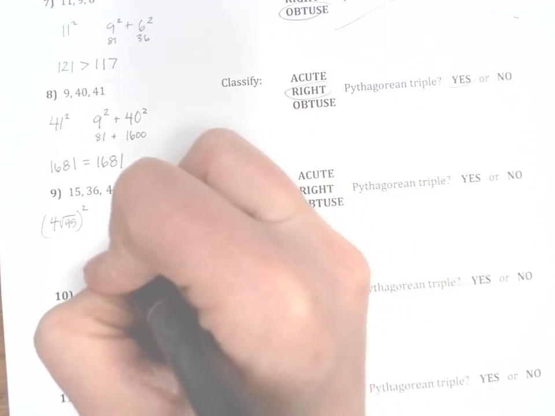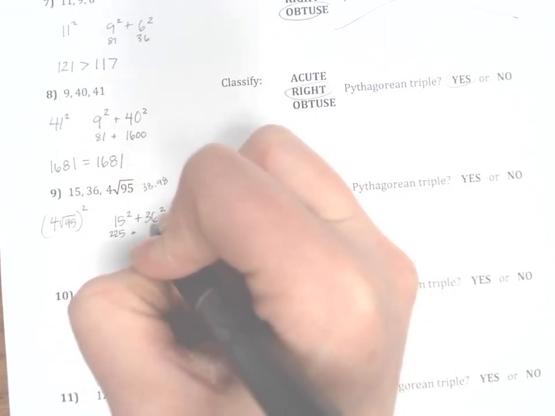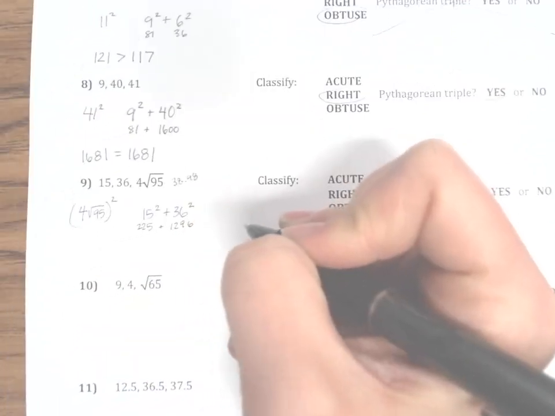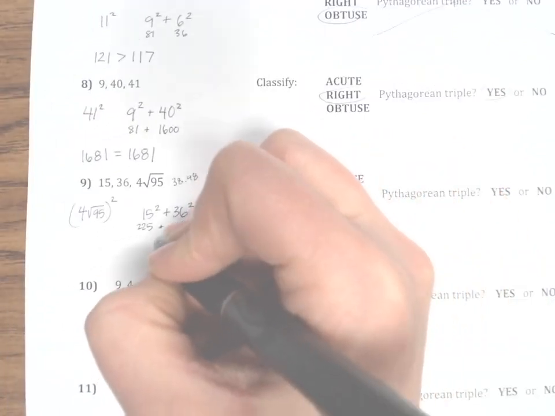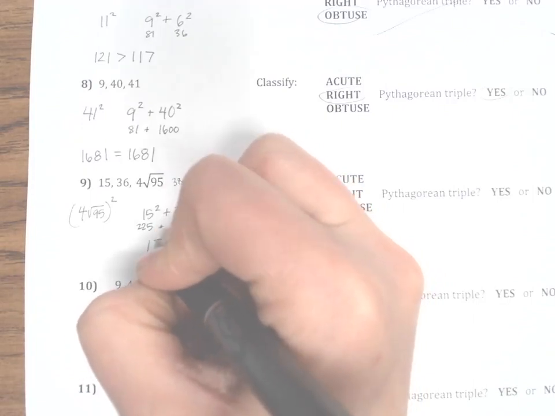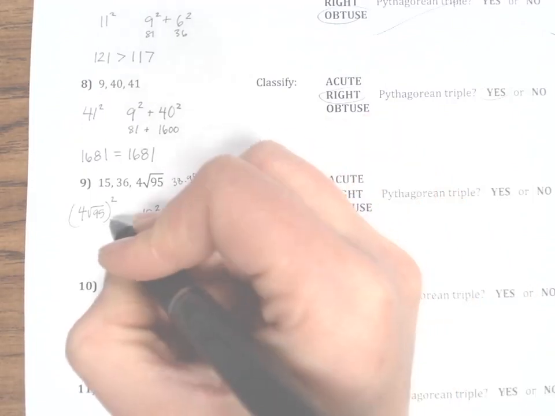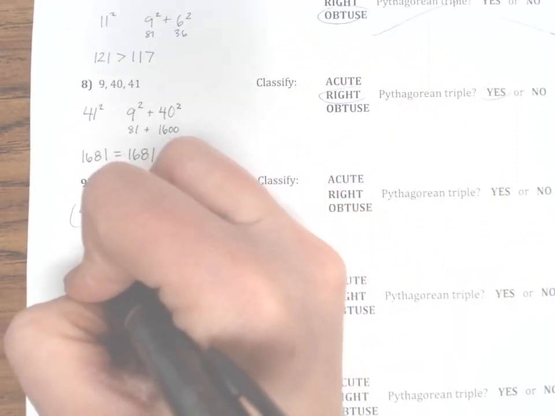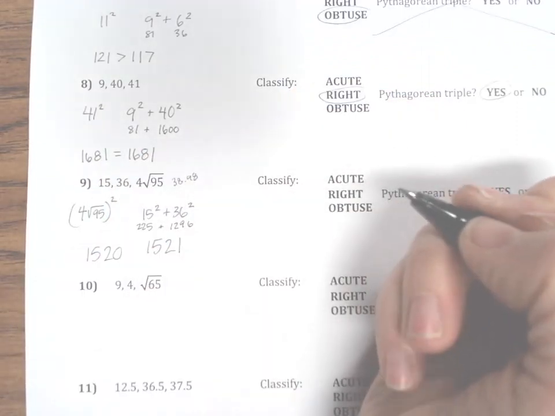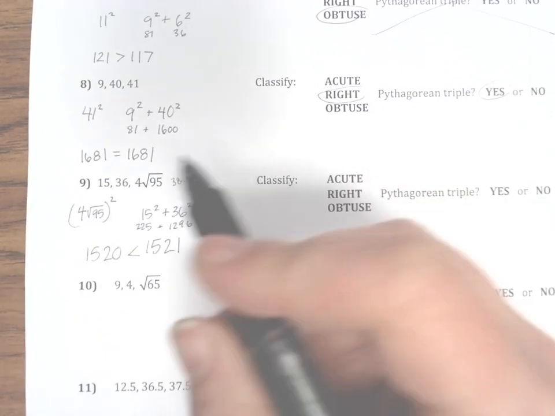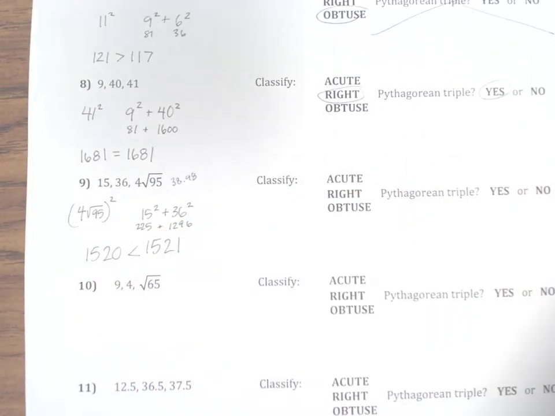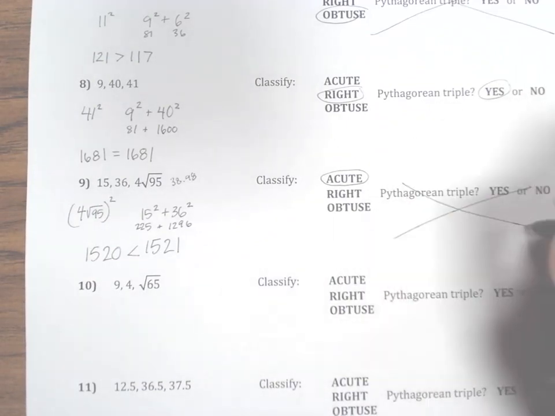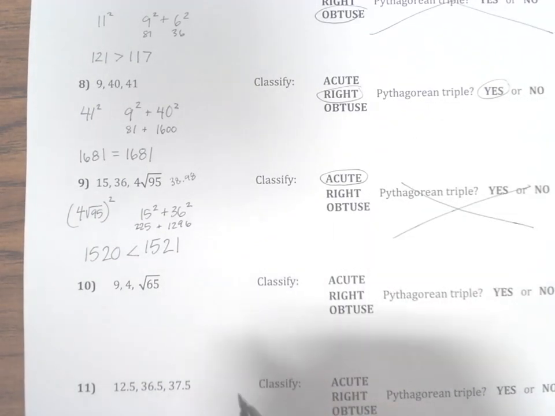So 15 squared is 225, 36 squared is 1296. So if I add those two together, I get 1521. And if I square 4 root 95, that is 1520. So barely, this longest side squared is less than the sum of the other two sides squared. So that would be an acute triangle. Can't be a Pythagorean triple.